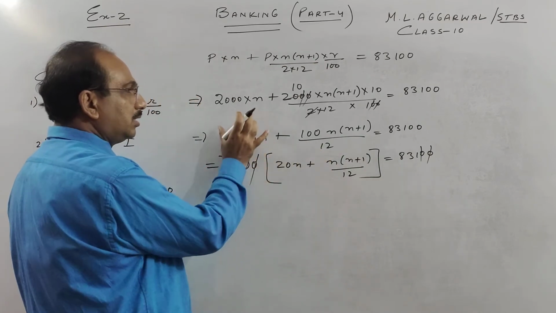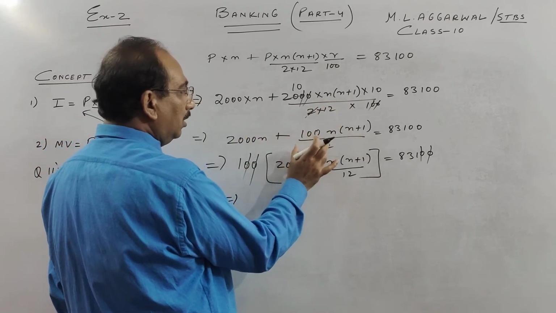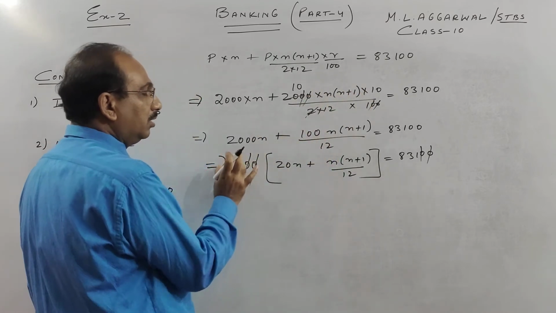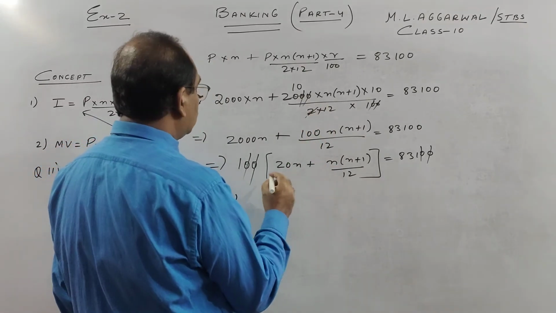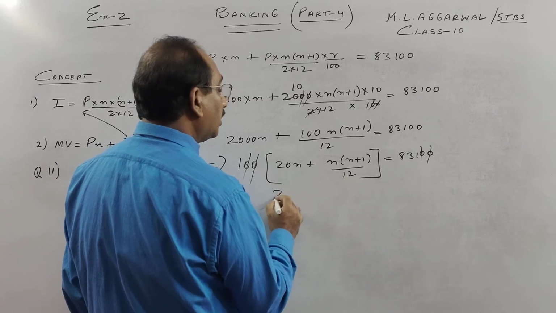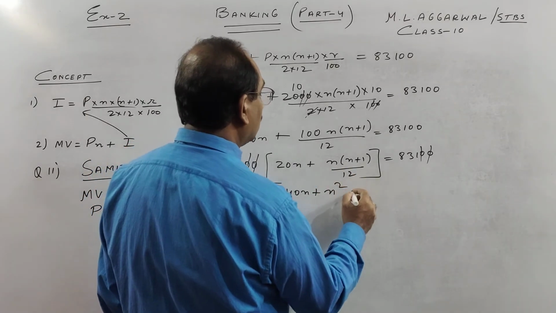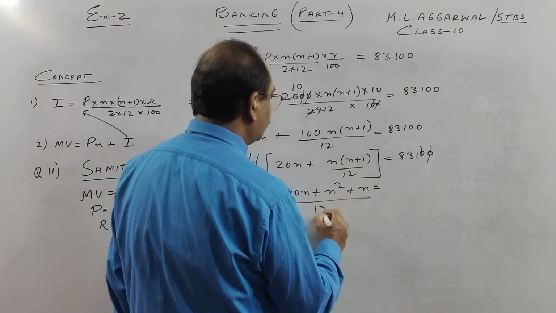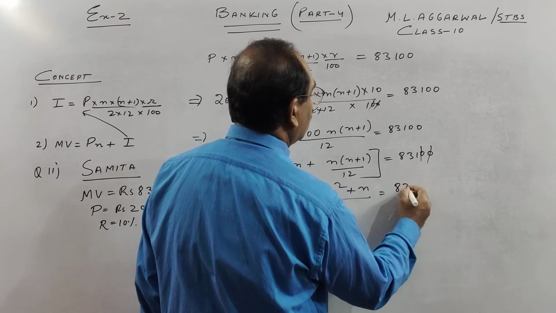Before, I did not take it. See here, first I cancelled here, then I did not cancel this 12, and also I took 100 out common. So this is the best way. You can try any other way, and you will see which is the best. You will learn through practice. So here, children, we get 240n plus n square plus n, and this 12 will come down common. Okay, common LCM, here there is one, is equal to 831.